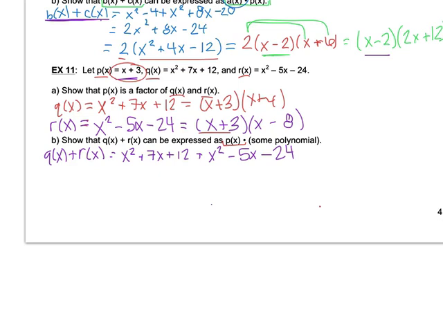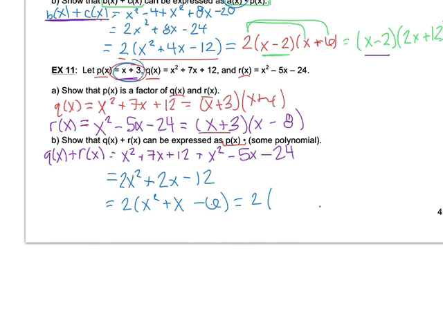So let's simplify. So I have 2x squared plus 7x minus 5x, so that's plus 2x, and then plus 12 minus 24, so minus 12. Okay, that's what their sum really equals when we simplify, and we want to show that x plus 3 is a factor of that. So let's factor it. Well, we can factor out a 2, and we get x squared plus x minus 6, and we can factor this one more time, and we get 2 times, well, it multiplies to negative 6, adds to positive 1.